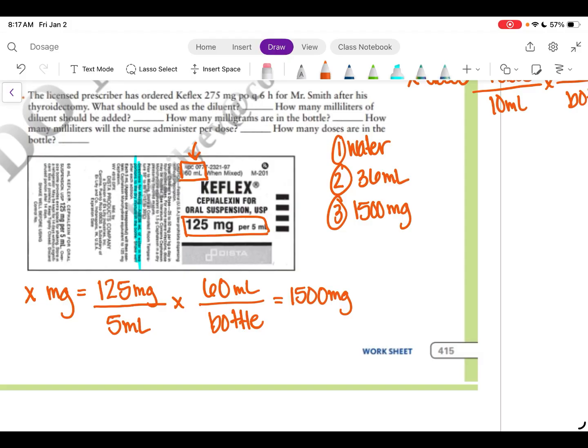Now, how many milliliters will the nurse administer per dose? Okay. So we start as we do, X mL, right? Take our dosage and just flip it upside down to make it work for us. 125 down here, right? Our order is in the question, so 275.